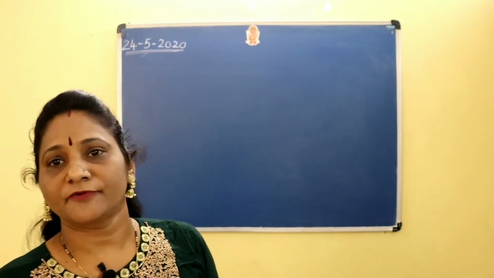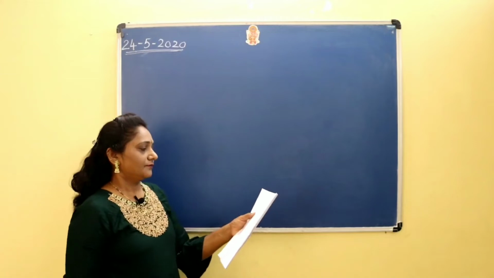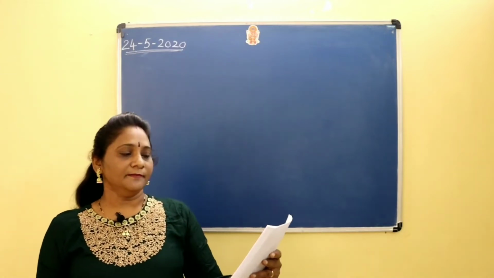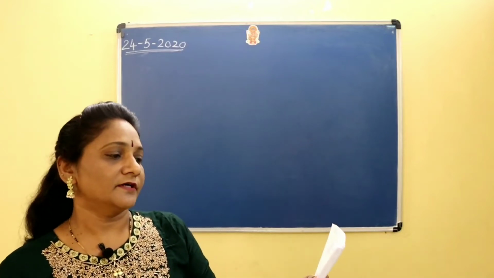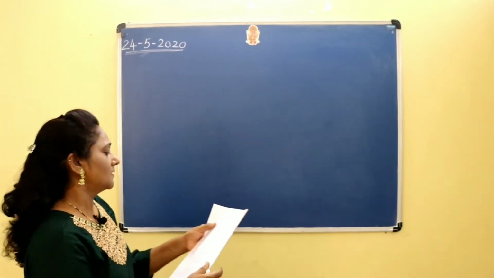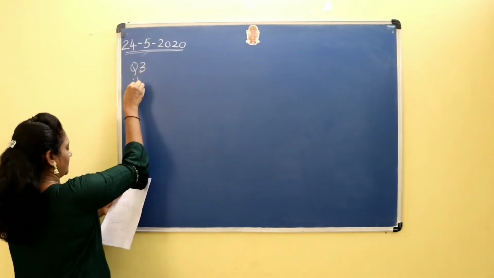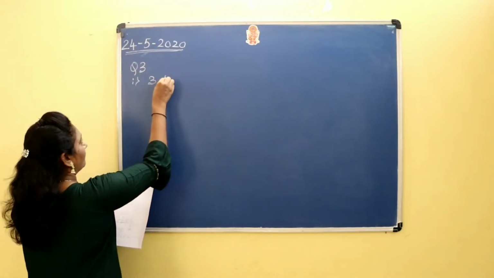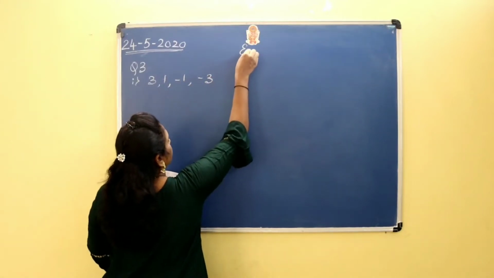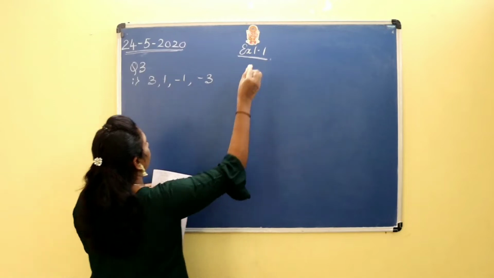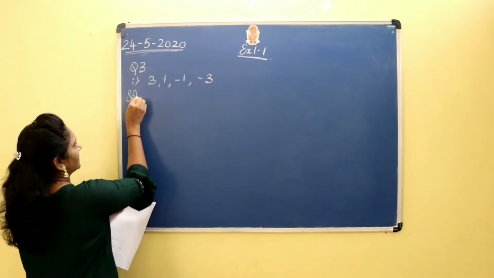So let's come to question number 3. For the following APs, find the first term and the common difference. Question number 3 is you have to find the first term and the common difference. The first question in question number 3 is 3, 1, minus 1, minus 3. So this is exercise 1.1, question number 3. Here they have asked you the first term.